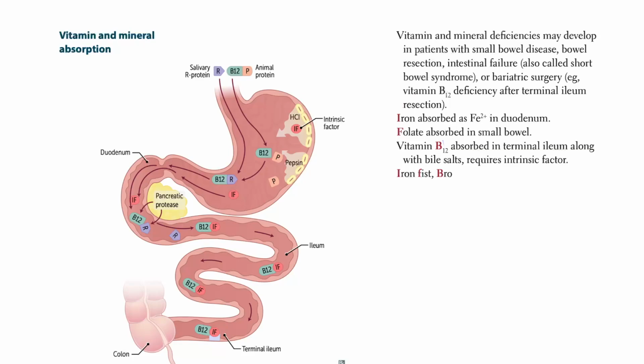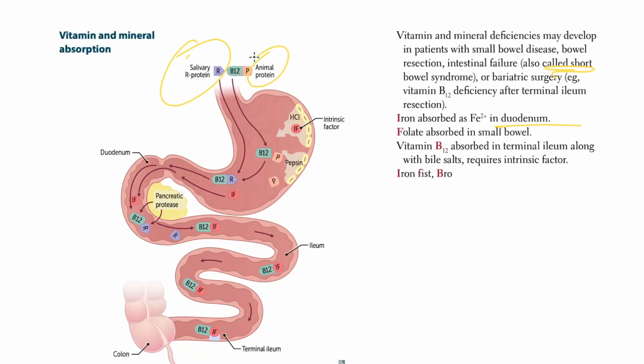And mineral absorption. Vitamin and mineral deficiencies may develop in patients with small bowel disease, bowel resection, intestinal failure, also called short bowel syndrome, or bariatric surgery, for example vitamin B12 deficiency after terminal ileum resection. Iron gets absorbed in the duodenum, folate is absorbed in the small bowel, and B12 is absorbed in the terminal ileum along with the bile salts, requiring intrinsic factor. And looking at this picture of how things work, you have this salivary R protein or R binder, and you have the animal proteins.